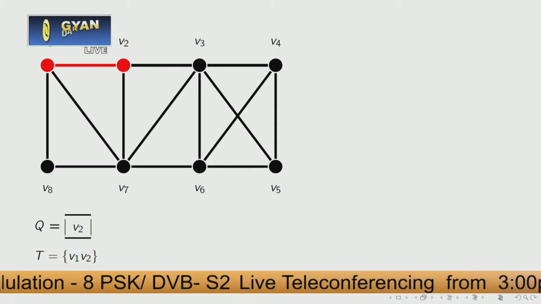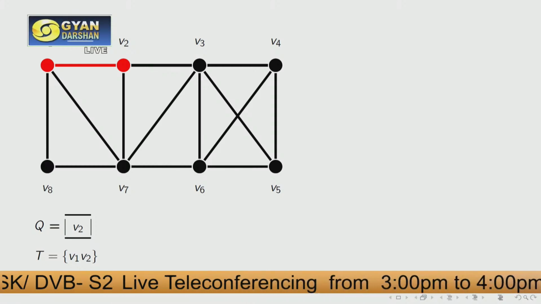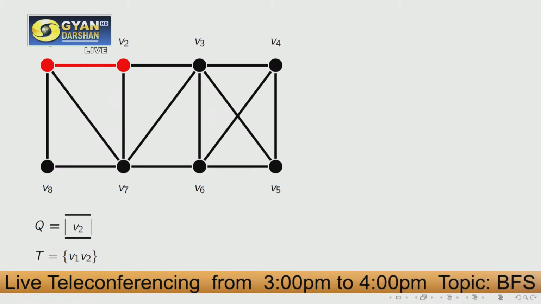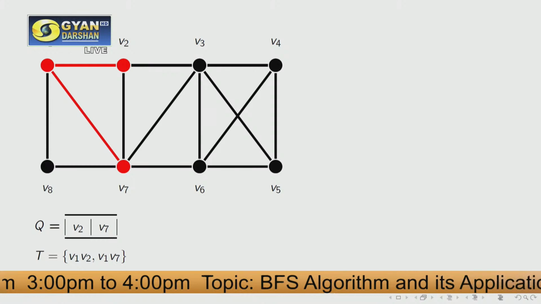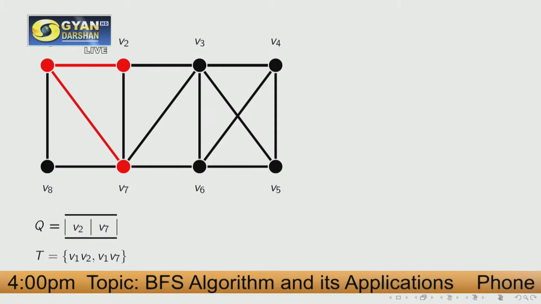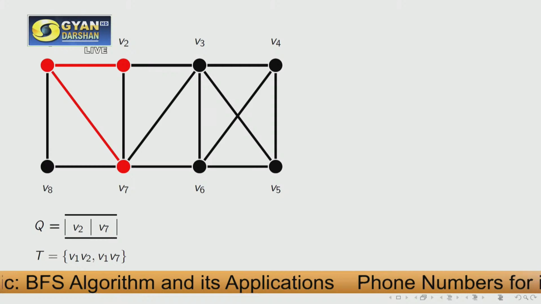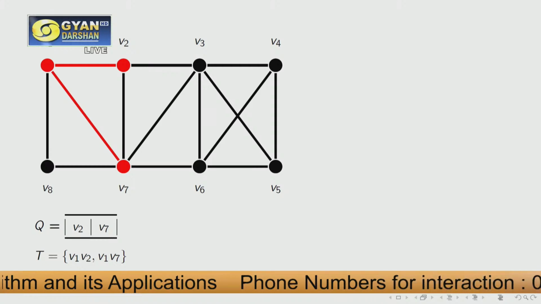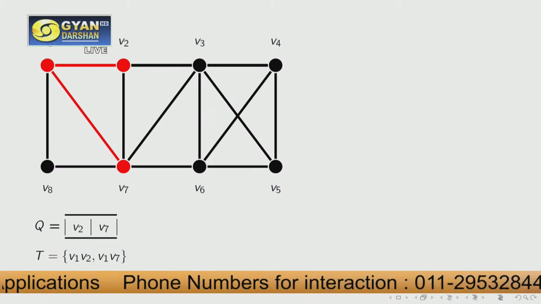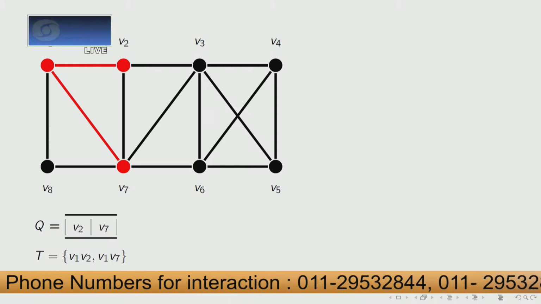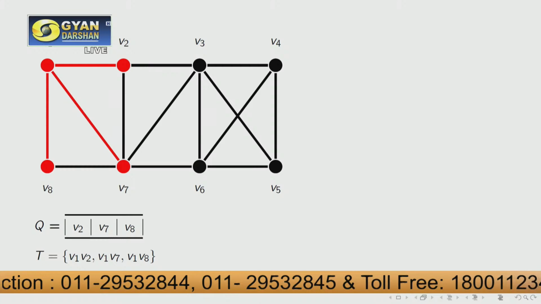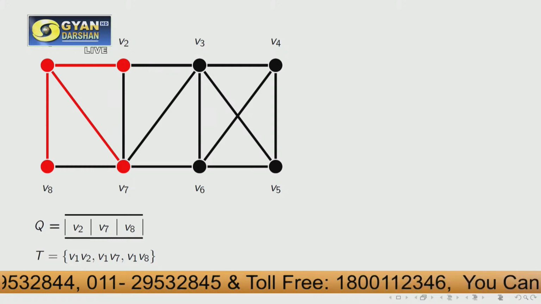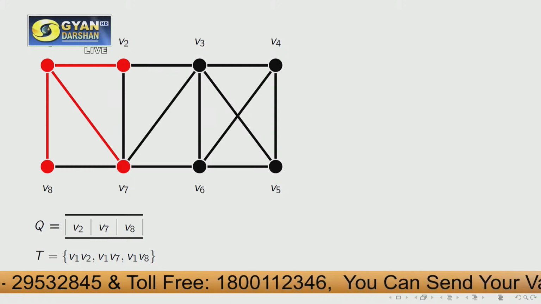Next, V2 has been visited, so we visit the next neighbor of V1, which is V7. So after visiting V7, V7 is also inserted into Q, and the corresponding edge V1, V7 is added to T. Next, we visit V8. So again, V8 is added to Q and V1, V8 is added to T.